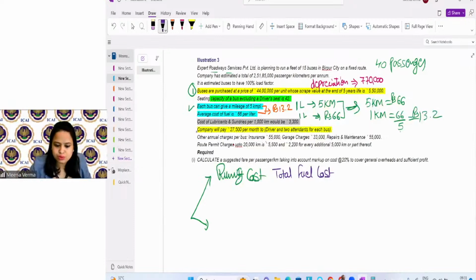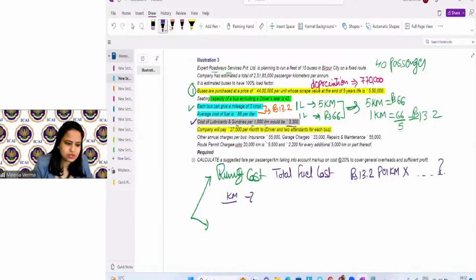We know the fuel cost per liter, and per kilometer. Then we have to multiply it with the number of kilometers for which the bus will travel. We will see it later. Okay, fuel cost. Then what do we have? The cost of lubricant and sundries per 1000 kilometers is this. Again, we need the kilometers for which the bus will run, then accordingly we will find this cost.